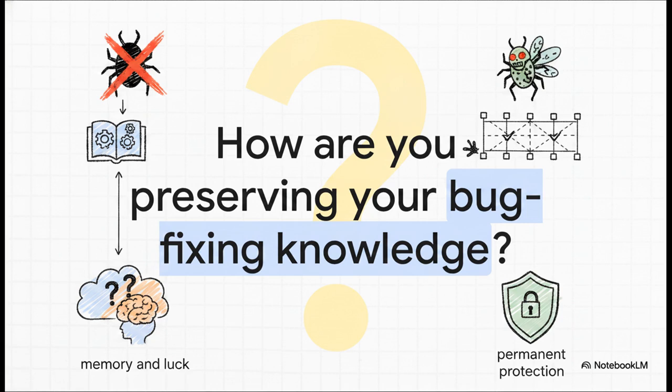Which leaves us with a final thought I want you to take back to your own workflow today. Because look, fixing a bug, that's an achievement. But preserving that fix forever, that is a discipline. So ask yourself, how are you preserving your hard-won bug-fixing knowledge so the code remembers, even when you inevitably forget? Are you just relying on memory and luck, or are you actually building permanent tripwires?